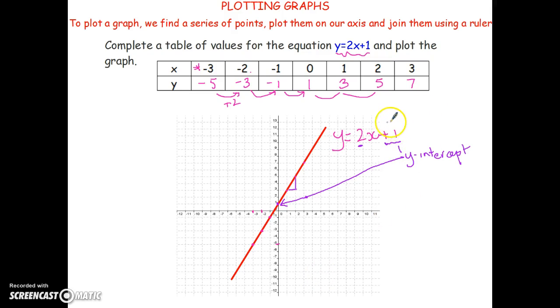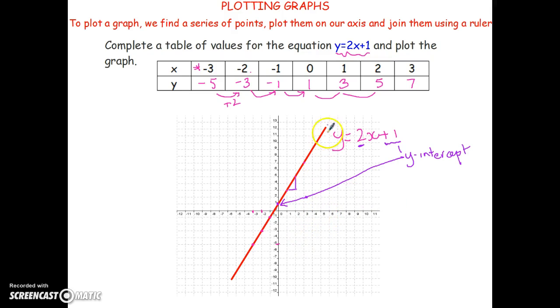So remember, this number at the end always tells you where your graph cuts the y-axis. This number here tells you your gradient, which means that every time you step across 1, you need to go up 2. So we can always check to see whether our graph is correct.